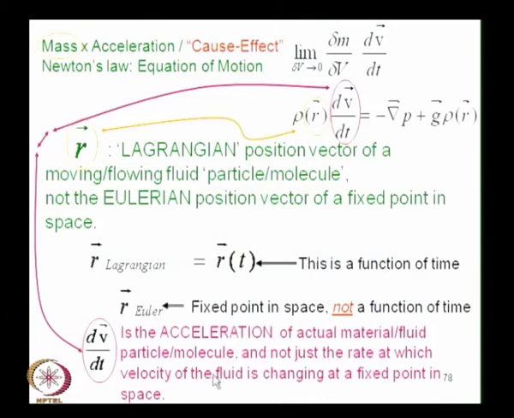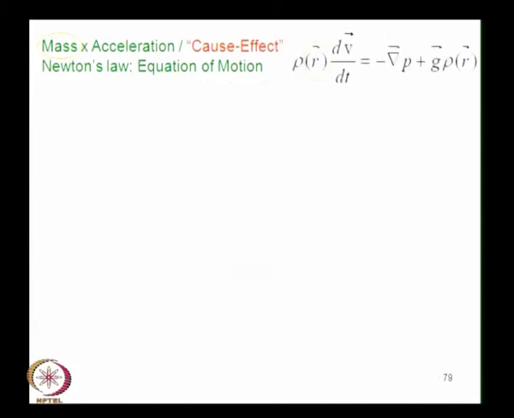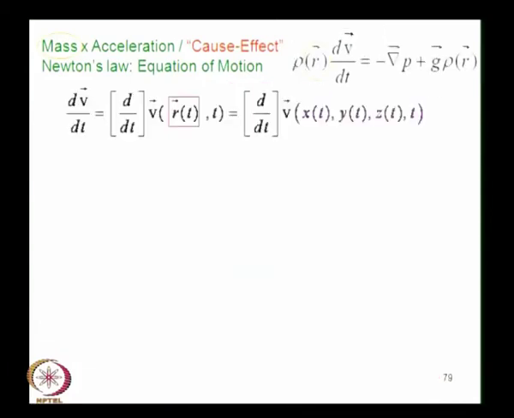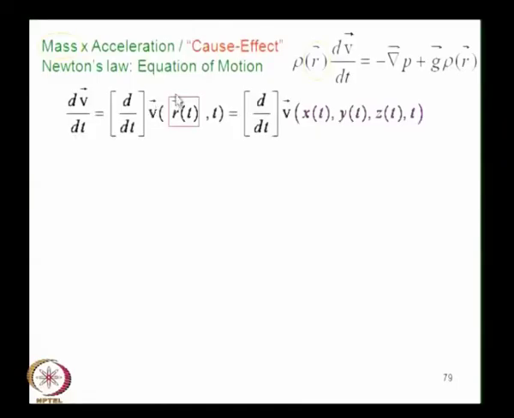It is not just the rate at which a velocity of fluid is changing at a fixed point, at a fixed Eulerian point in space. So, you have to remember that. What it means is that this velocity is a function of this position, because the velocity of this object is one at this instant of time, it is different at a later instant of time, right? And it changes because the position itself changes from time to time. So, the velocity is a function of position, which in turn is a function of time.